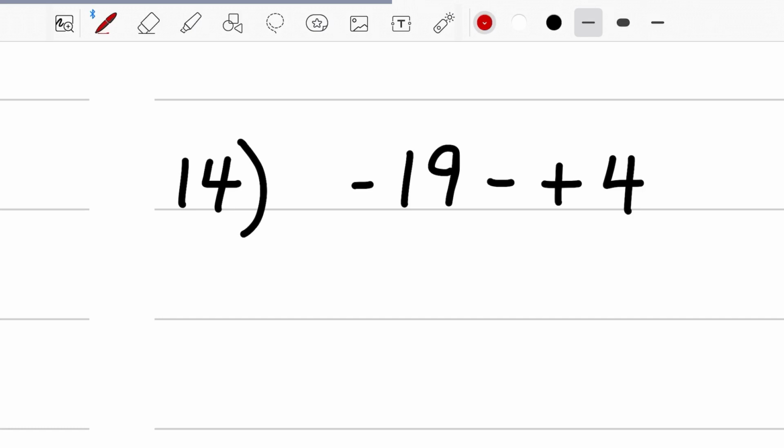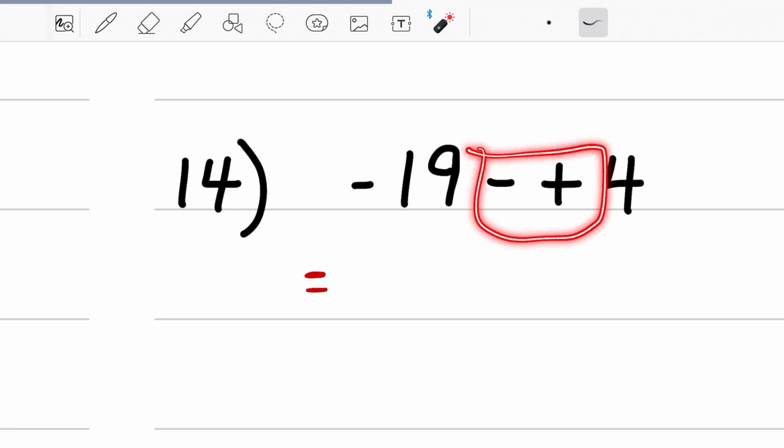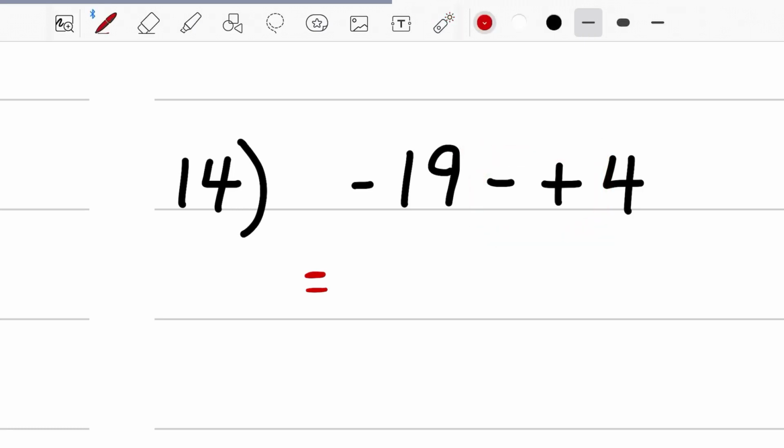Okay, for question 14, we have minus 19 plus 4. Right, so again, looking at the adjacent signs, minus plus simplifies to a minus. So then we have minus 19 minus 4, which means that the signs are the same. So we add: 19 plus 4 is 23. And because they are both negative, your answer is negative 23.